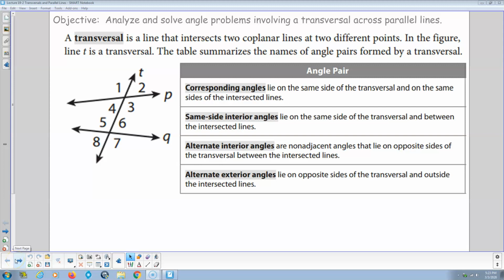Welcome. This is my instructional video for section 19-2, transversals and parallel lines.